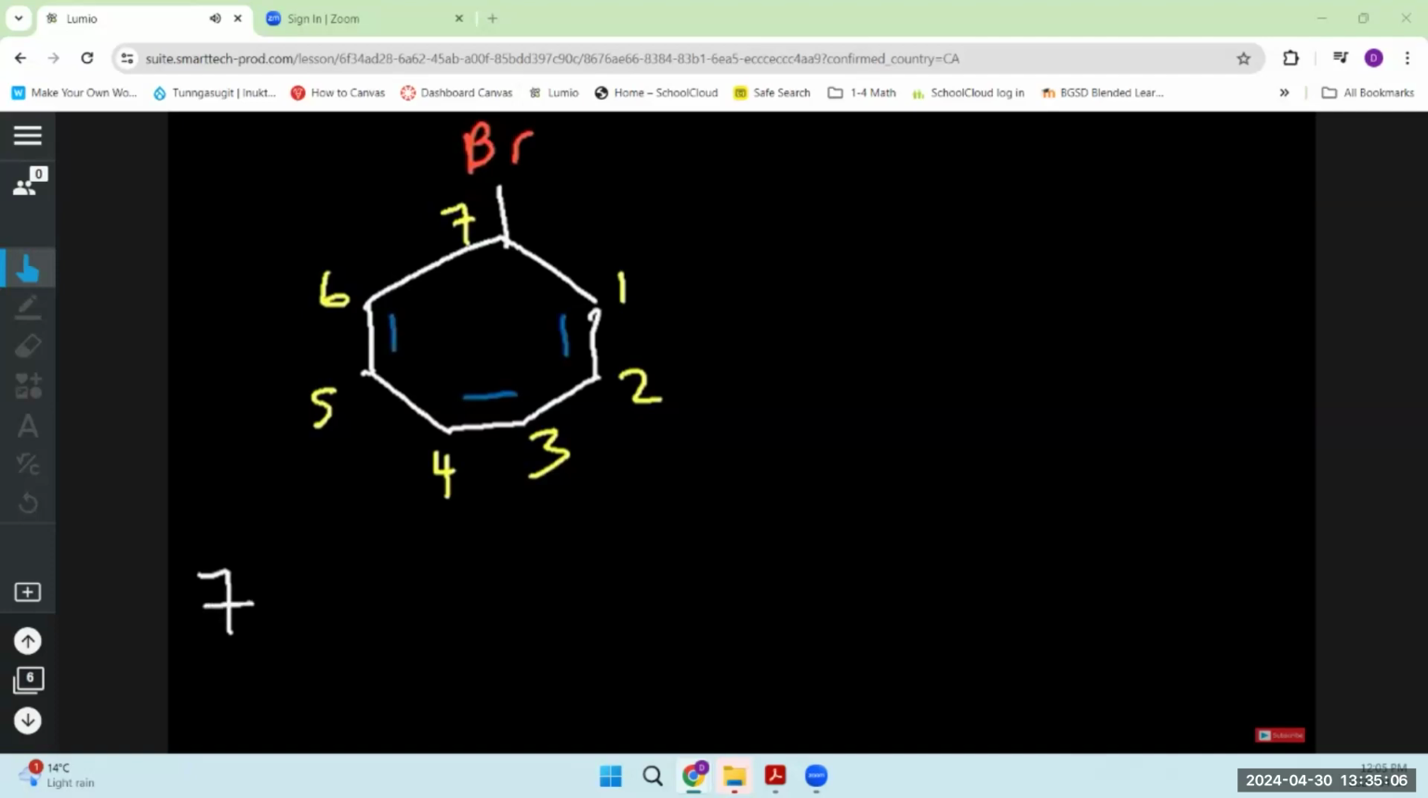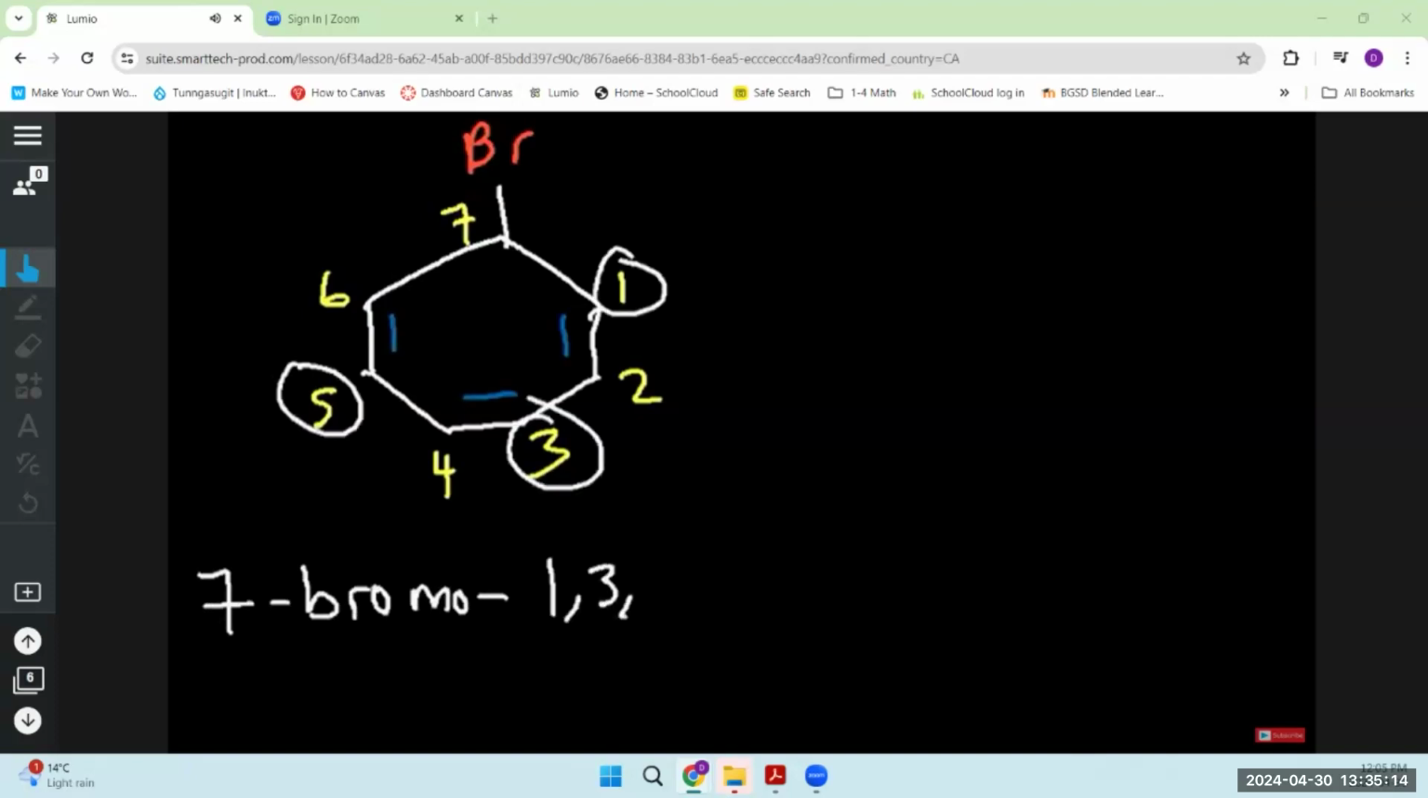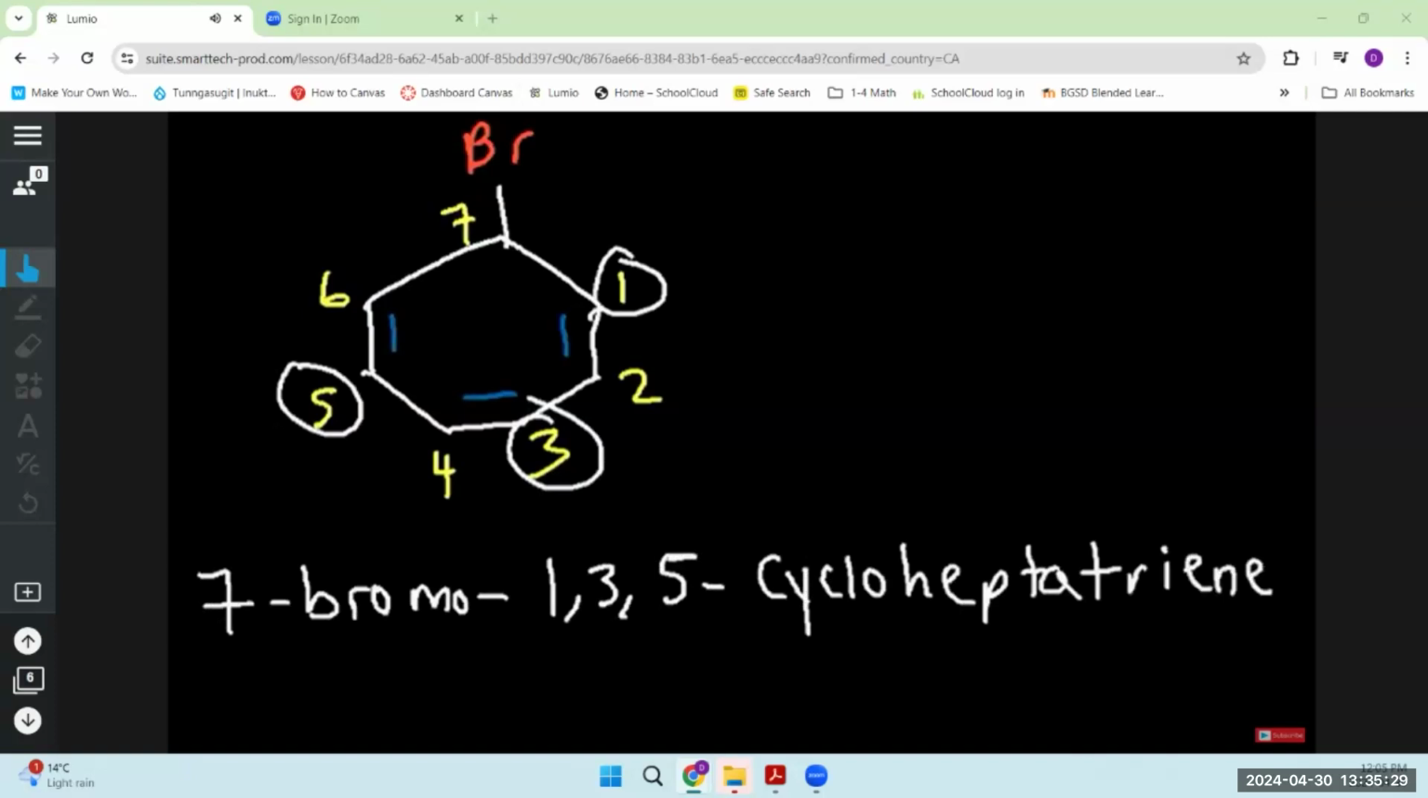So it's going to be called 7-bromo, dash, we have a double bond at 1, 3, and 5. So 1,3,5. And it's a 7-carbon ring, so we're dealing with heptane or cycloheptane. So it's cyclohepta-triene, since we have 3 double bonds. Diene is for 2 double bonds, triene is for 3, tetraene in case you have 4.